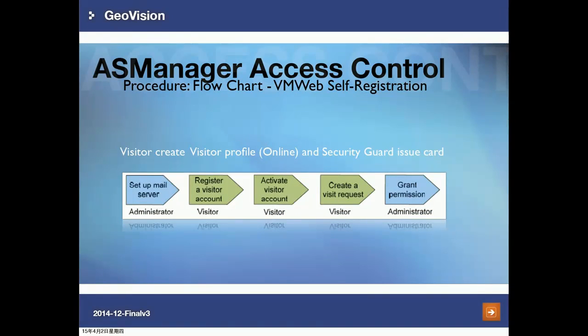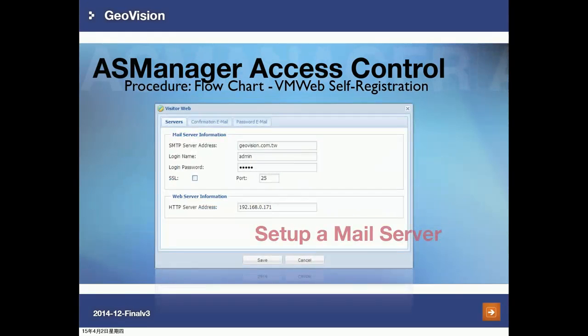Next is the flowchart for visitor self-registration. So visitor can create their own profile online, and then the security guard can choose whether to grant permission and to issue the card. So first, the VM administrator has to set up their mail server, and then we'll send an email to the visitor to register an account. And then once the visitor activates their account and sends a request, then the admin can choose to give them permission or not.